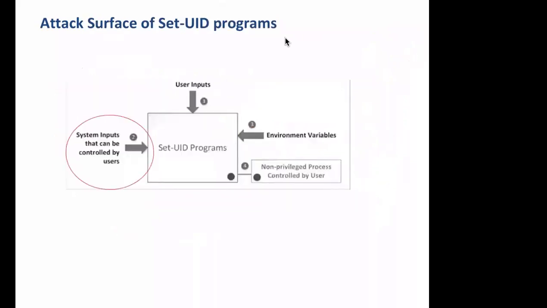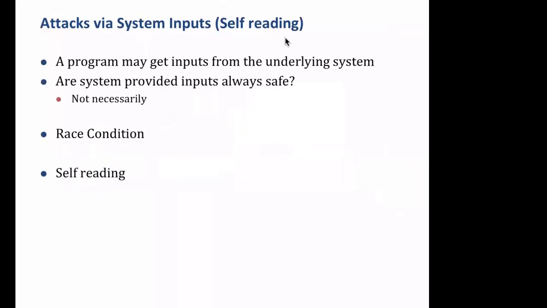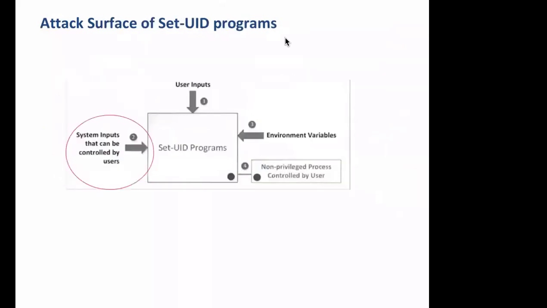We are not going to study that. And then there can be system inputs that are controlled by the user, like race conditions, etc. Again I am not going to get into details. The book has about 10 pages on this, so if you are interested, please go through it. I just want to tell you that these are the 3 ways in which an attack can happen, and start thinking about it.